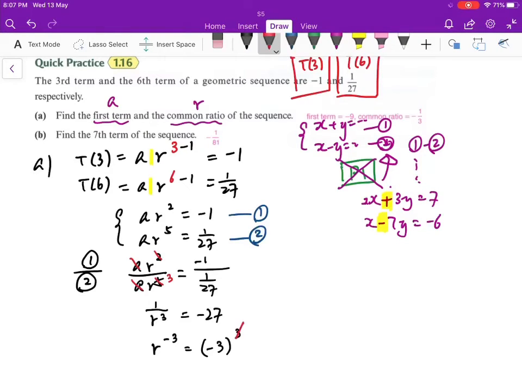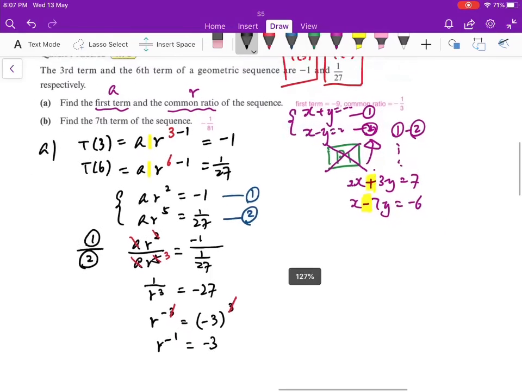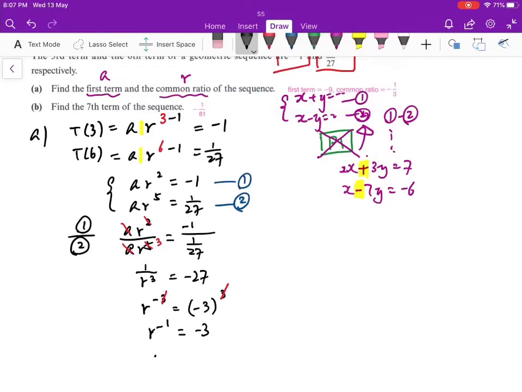So power 3 cancel. Okay, so we will know that r to the -1 will equal to -3. Do remember, -1 means 1/r. 1/r equals -3, then r equals -1/3. Of course, if you are good enough in math, you don't need to do so many steps here. You can just directly tell me that r equals -1/3. If you're capable, I don't mind. Okay, got it? So this is how we can find the r.